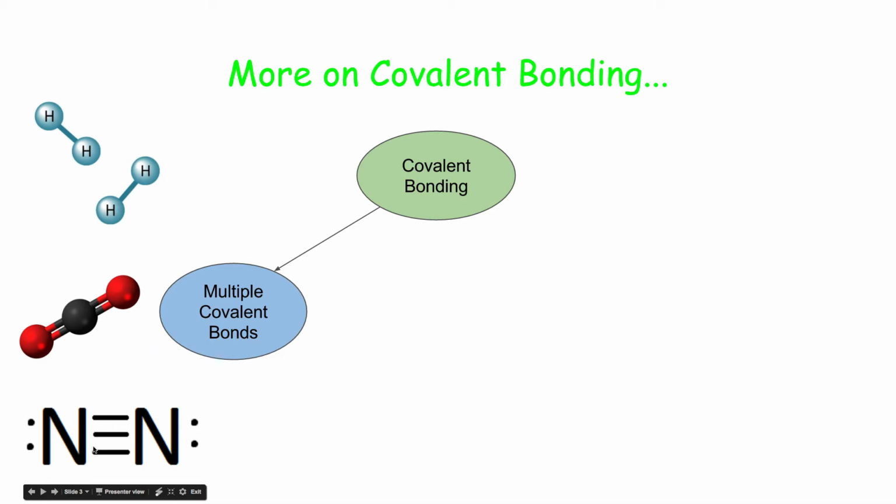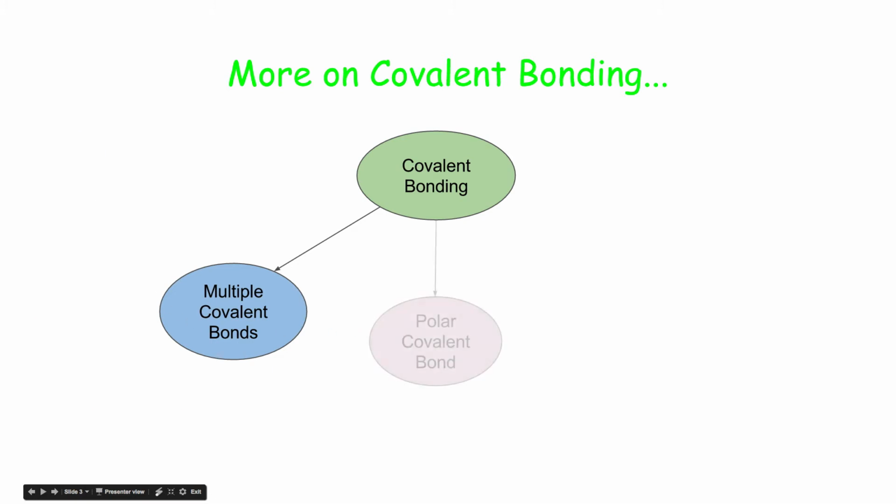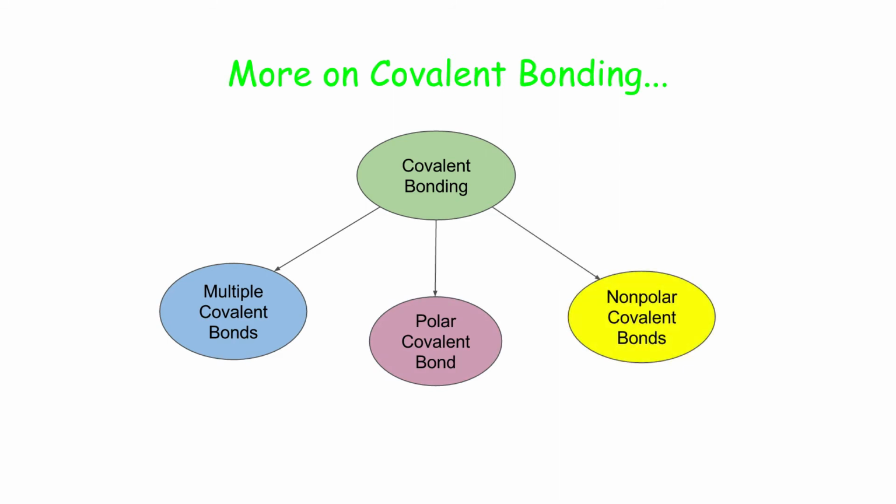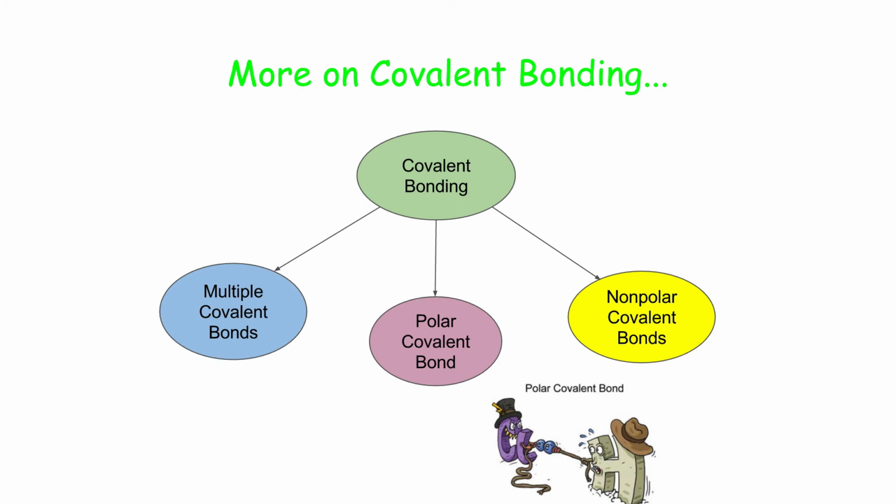Of the strength, your triple bond out of the 3 is the strongest. We can also break down covalent bonding into nonpolar and polar covalent bonds. Polar covalent bonds are unequal sharing of your electrons. This happens when one of your atoms has a higher electronegativity than the other atom. Whatever atom has the higher electronegativity is going to have a stronger attraction for those electrons.